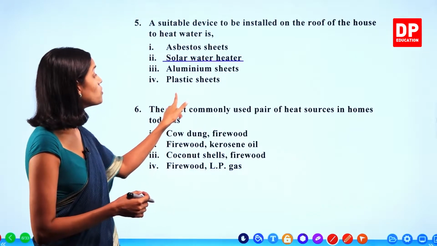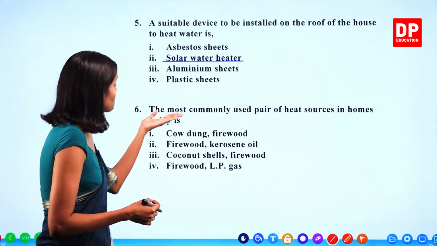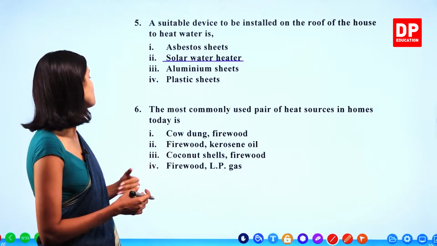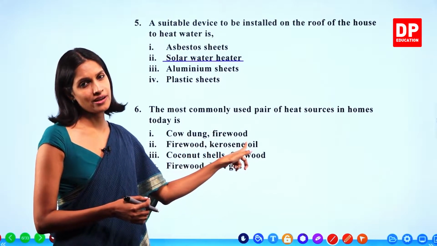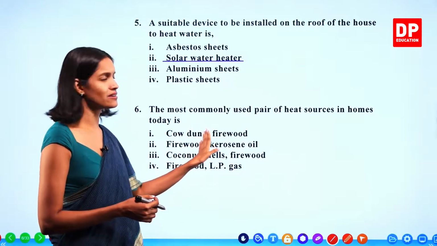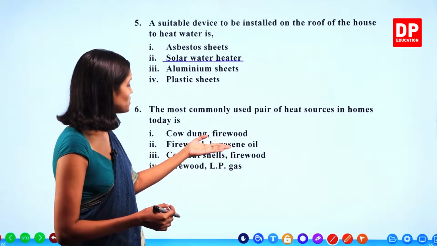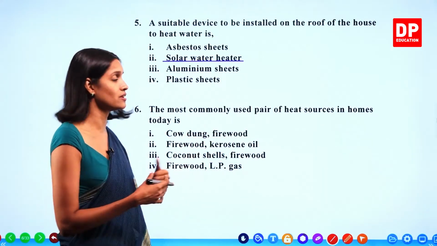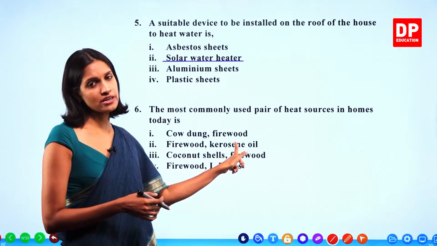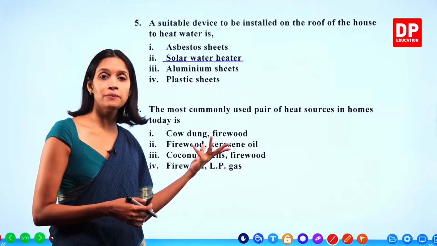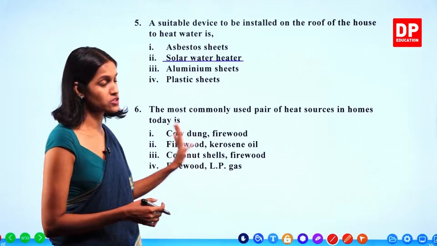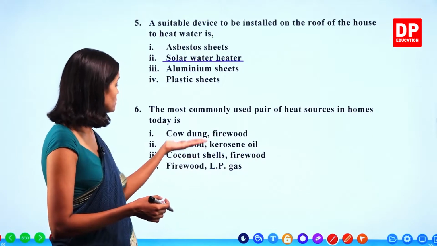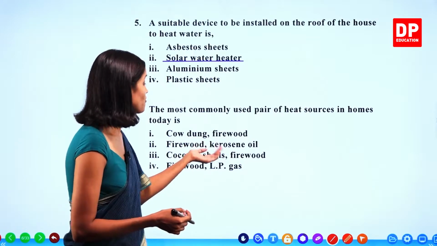Now here, the most commonly used. This is one method of obtaining heat, but this is not one of the most commonly used methods, okay? Firewood, kerosene oil. Firewood is used, but kerosene oil, most of the time we don't use kerosene oil hearths or kerosene oil cookers as a very common method, right? Coconut shells and firewood. Coconut shell sources some people use, but not widely used, right? Firewood and LP gas. This is the most commonly used methods of sources of heat.